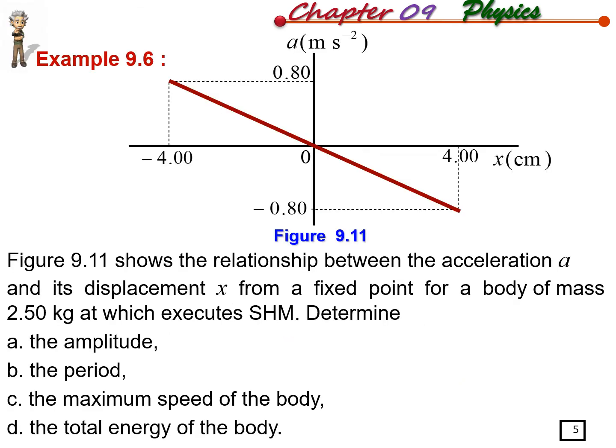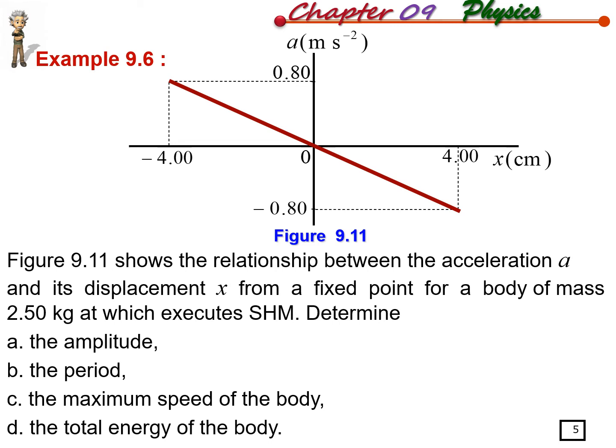Next example, example 9.6, we have an a versus x graph. Figure 9.11 shows the relationship between acceleration and its displacement x from a fixed point for a body of mass given 2.5 kg which executes simple harmonic motion. They wanted to determine the amplitude, period, maximum speed of the body and total energy of the body.